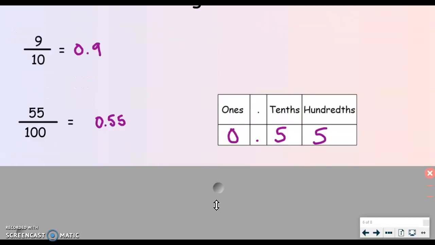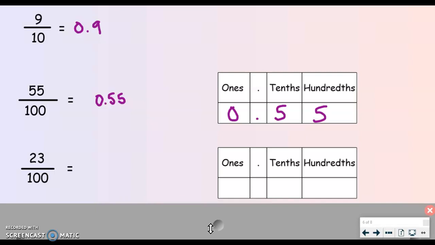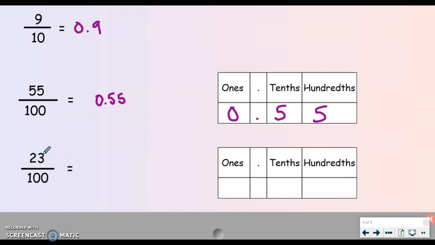Okay? And then one more, and again, I have the chart here if you need it. How would you convert this fraction into a decimal? Okay, so again, no whole numbers, so 0 in front of our decimal point. And here we have a 2 in the tenths place. So directly to the right of the decimal, we're going to put the 2, and then 3 needs to go in the hundredths place. So 23 hundredths is how you would say this number here.